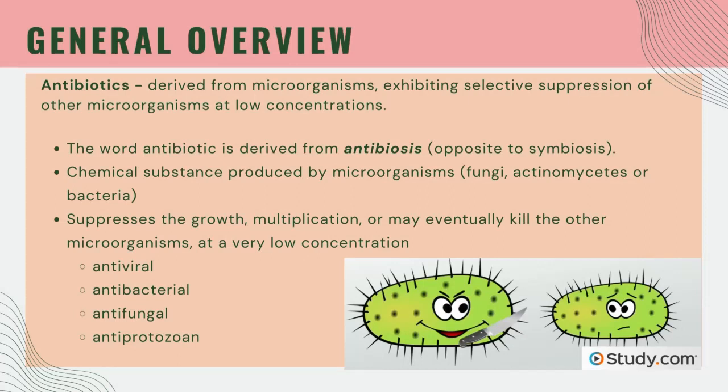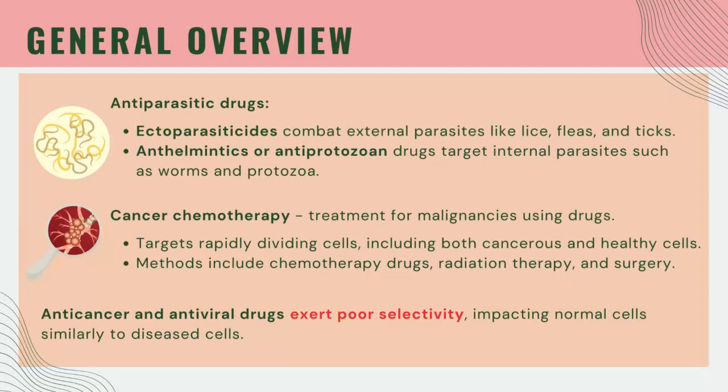This chemical substance is produced by microorganisms and suppresses the growth, multiplication, or may eventually kill the other microorganisms at a very low concentration. This may be antiviral, antibacterial, antifungal, and antiprotozoan. The antiparasitic drugs are ectoparasiticides and anthelmintic or antiprotozoan. Ectoparasiticides combat external parasites like lice, fleas, and ticks, while anthelmintics or antiprotozoan drugs target internal parasites such as worms and protozoa.